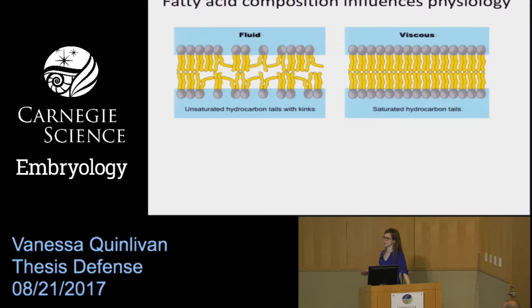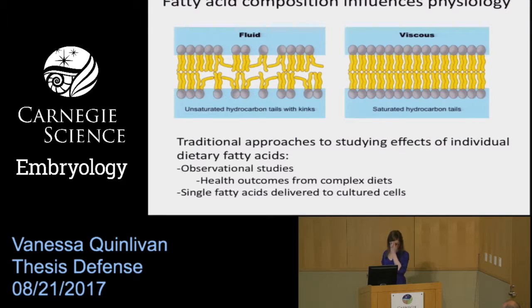So when we go to study effects of individual dietary fatty acids, traditionally this has been done using observational studies. You've probably all read about observational studies of human diets that contain more polyunsaturated fatty acids being better for cardiovascular health, and more saturated fatty acids generally being less healthy. These studies can also be conducted by feeding, say, defined diets to mice and looking at health and disease outcomes.